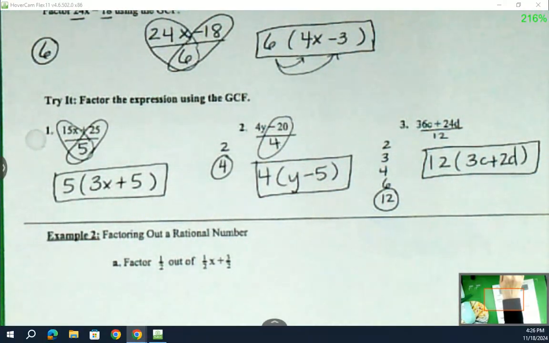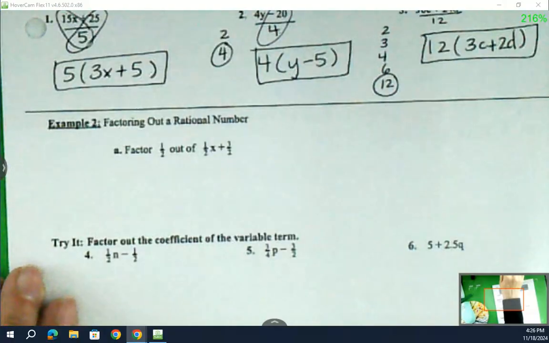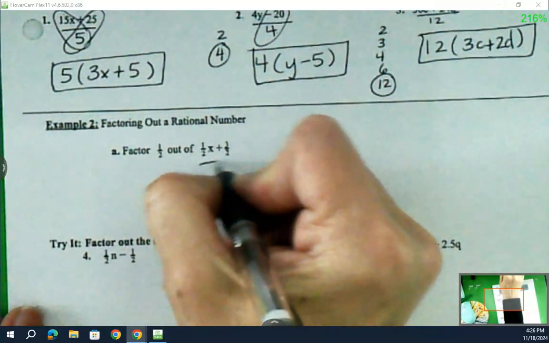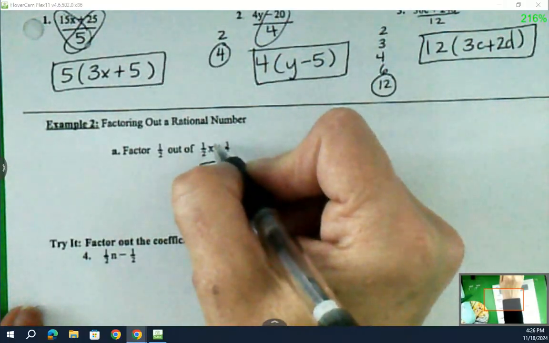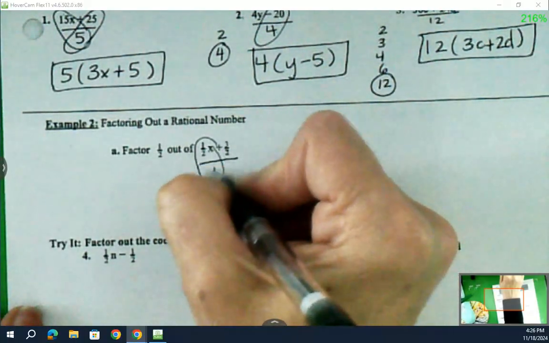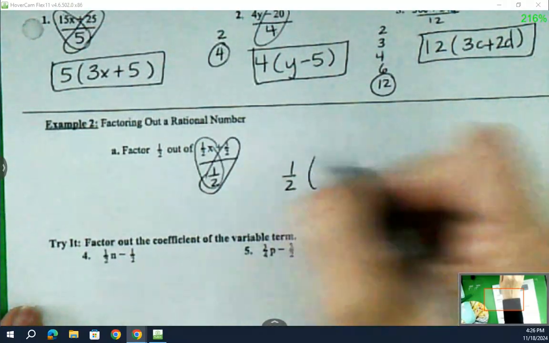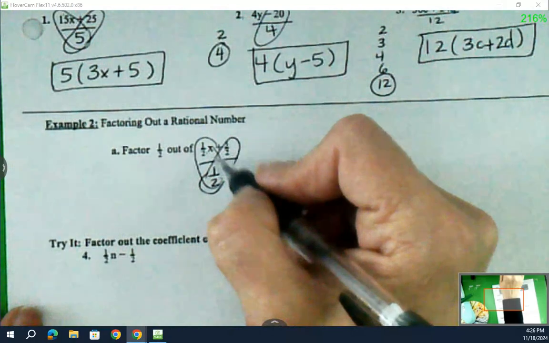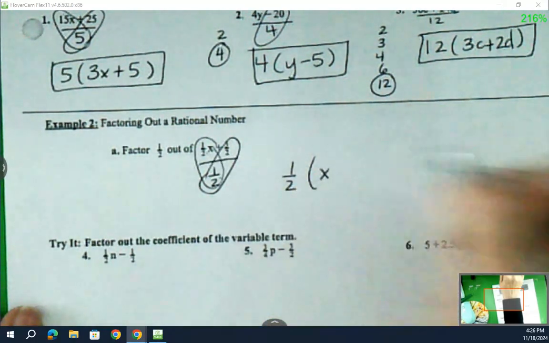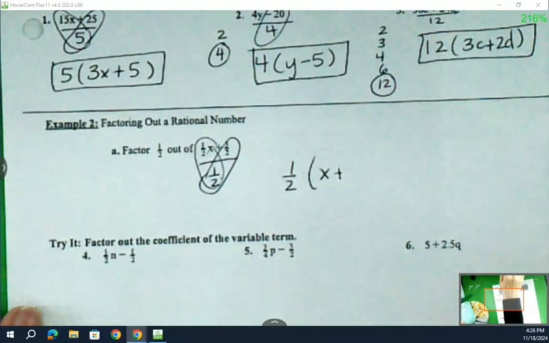In example number 2, it says to factor out a rational number. So this time we're going to be factoring out 1/2. So we are going to do both of these terms here divided by 1/2. So we're pulling the 1/2 out in front, and 1/2 x divided by 1/2. Well, 1/2 divided by itself is 1, so 1x is just x. And then we have a positive divided by positive, so we can put a plus sign there.